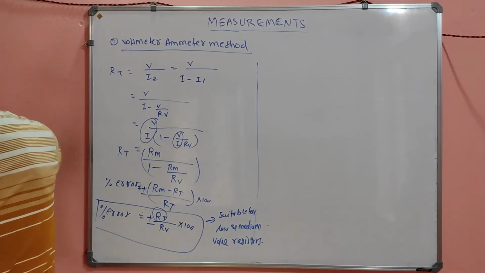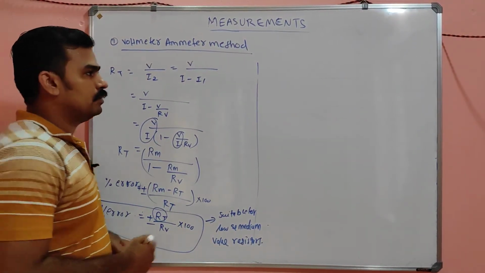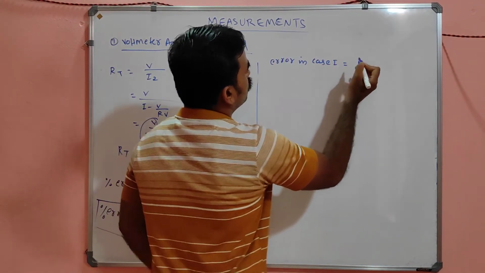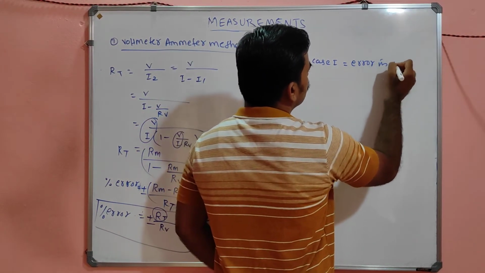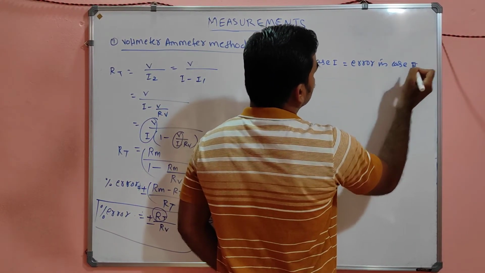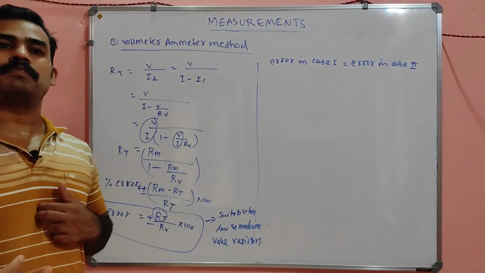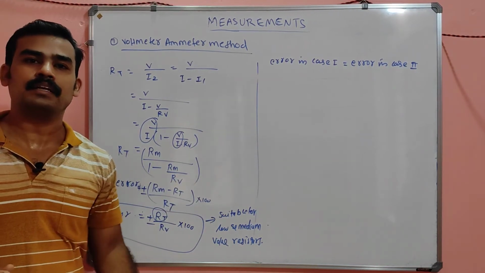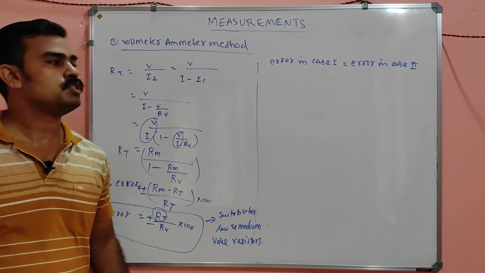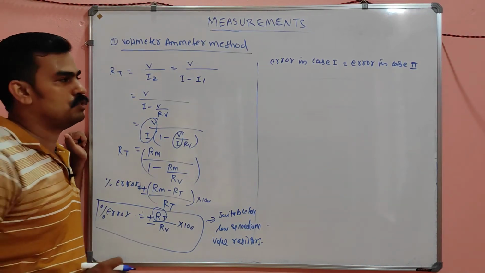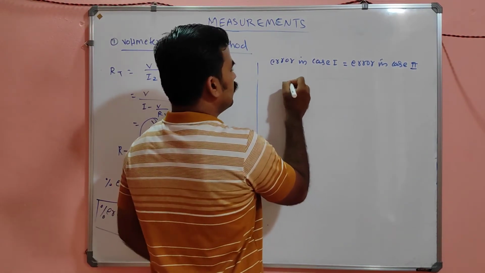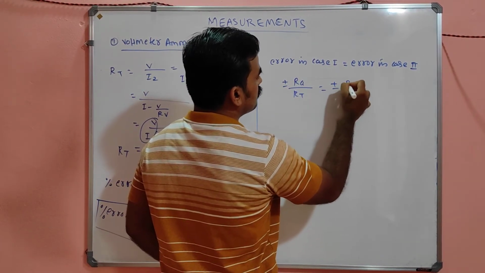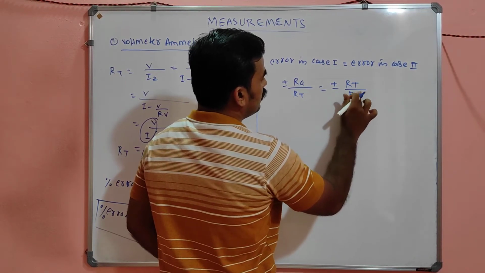And the beauty here is that if you do this, the error in case 1 equals the error in case 2. Is that clear now? Error in case 1 will be equal to error in case 2, because once you found it one way and the other way, you didn't change the meter. So the error in case 1 equals the error in case 2, which means plus or minus RA by RT will be equal to plus or minus RT by RV.